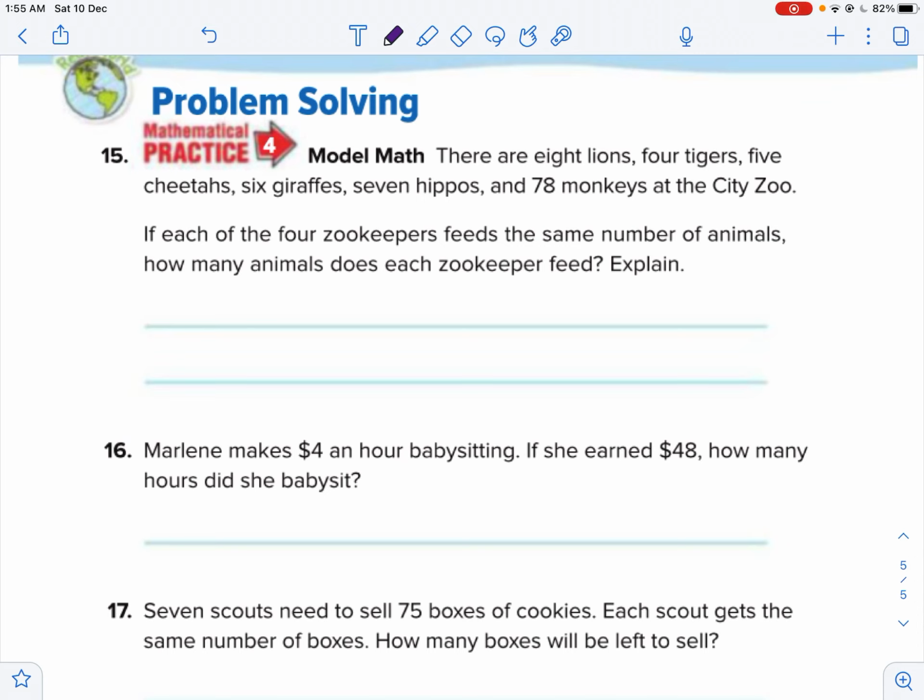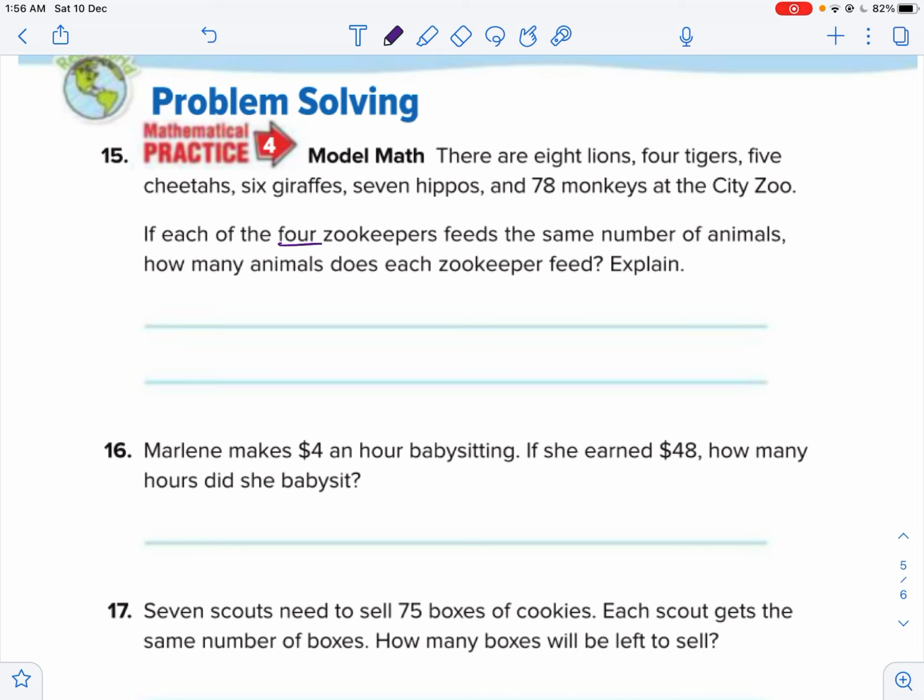There are 8 lions, 4 tigers, 5 cheetahs, 6 giraffes, 7 hippos, and 78 monkeys at the city zoo. If each of the 4 zookeepers feeds the same number of animals, how many animals does each zookeeper feed? Explain. So we know that we have this number of animals. We have a lot of animals. And we know also that there's only 4 zookeepers.